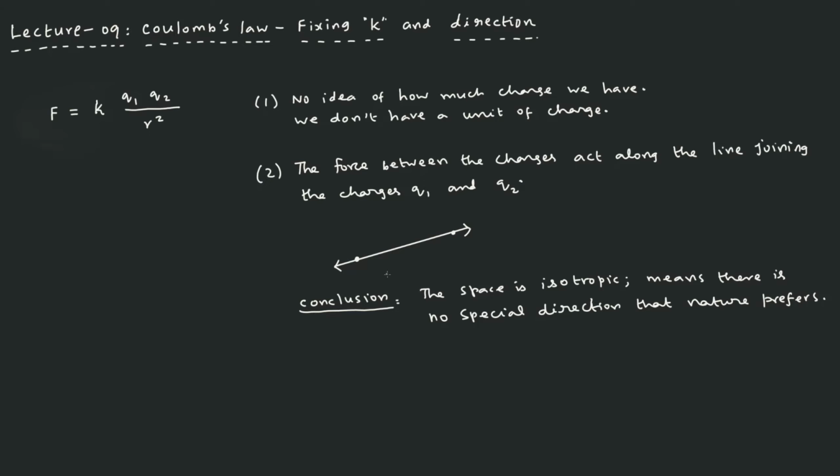Simple means the force acting between the two charges is along the line joining them. Now that statement looks too simple, but the conclusion is very important. It talks about the symmetry of the space. Space means the space in which you are living. It's a three-dimensional Euclidean space, and that space is isotropic in nature. That's the conclusion. So what do you mean by isotropic?